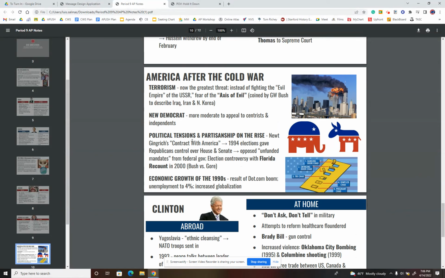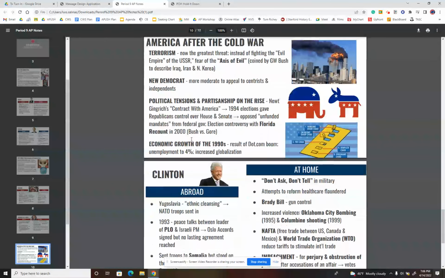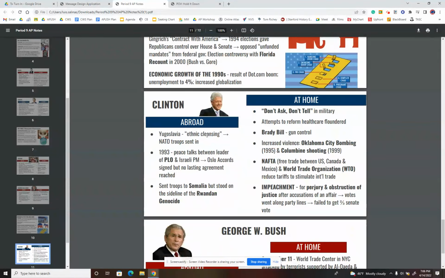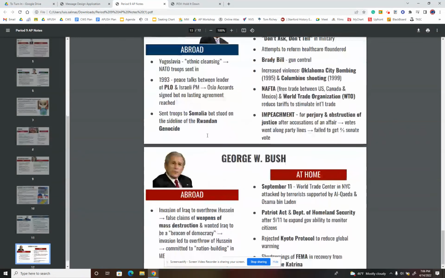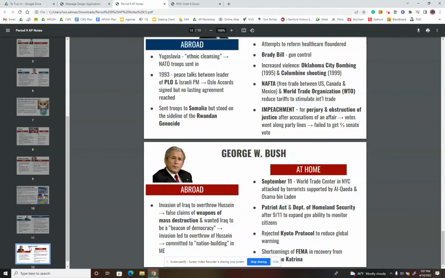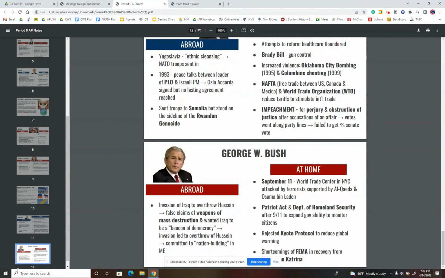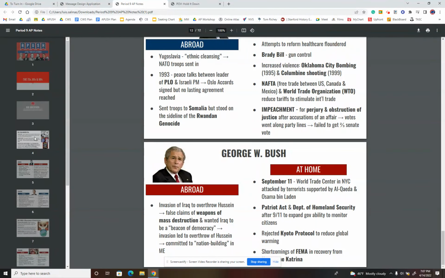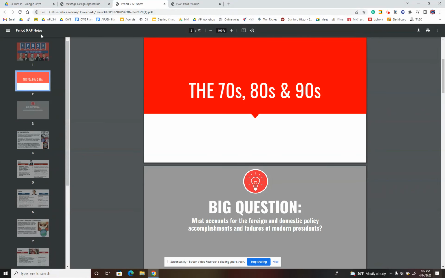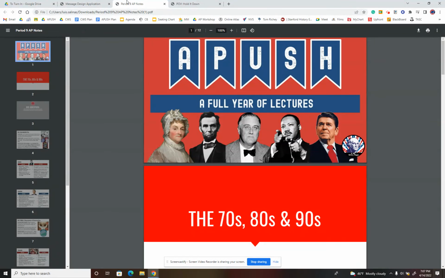So we do get into a little bit with politics, a little bit with economics. Bill Clinton, again, same format, and also same with George W. Bush. And that's really where that ends. There's a minor chapter in this unit about Obamacare, but really this is about where College Board will grab from. So these are the potential content that will be on the College Board exam. So that is the presentation overall.